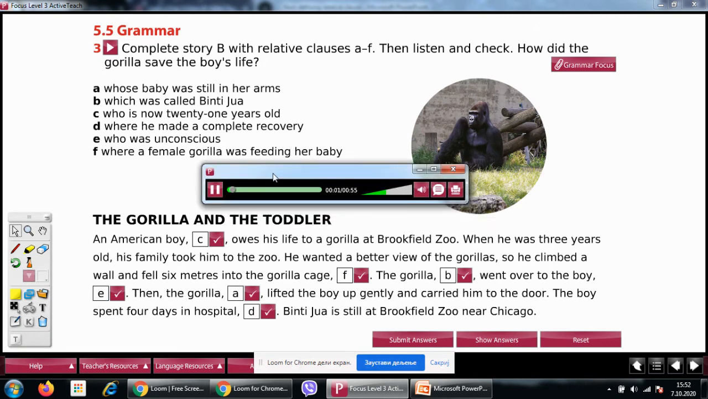CD2. Track 43. The Gorilla and the Toddler.